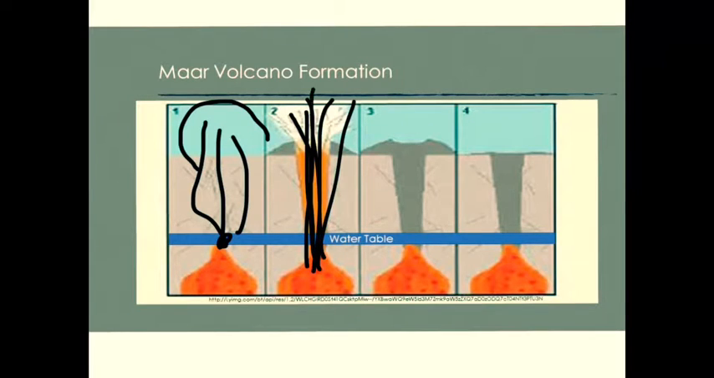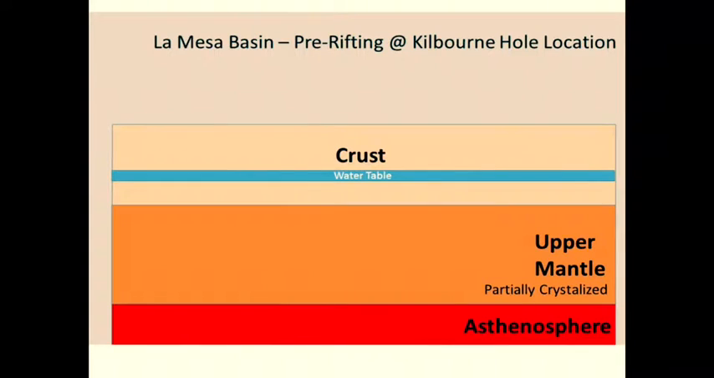amounts of ejecta. Within the next few slides, I'll be showing the formation of Kilbourne Maar. I'll be displaying a cross-section of the area. This cross-section is exaggerated to better describe what occurred at the Kilbourne Maar. It was created utilizing other resources and references to better describe what occurred at the Kilbourne Maar. This slide illustrates the La Mesa Basin prior to rifting.